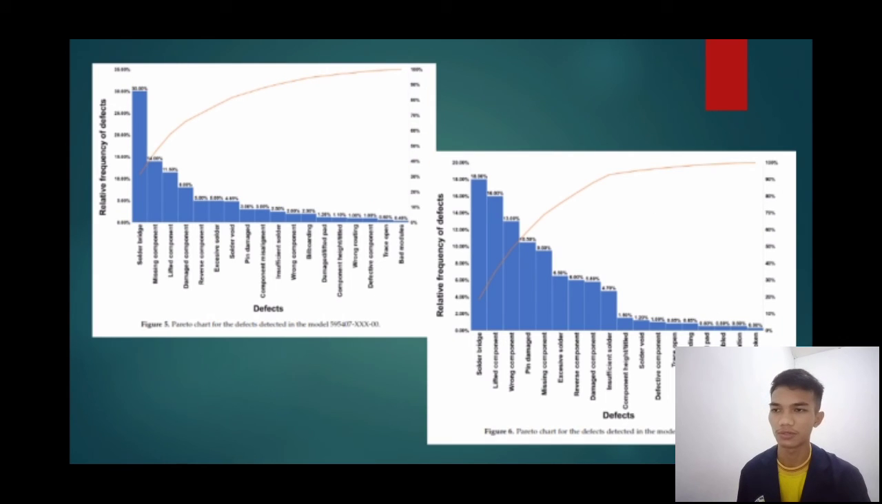And for the next, if we look at figure 5, it shows the defects that were detected in model 595407 XX00. And if we look at figure 6, it shows the defects detected in another model, and finally the defects detected in the model from figure 7.